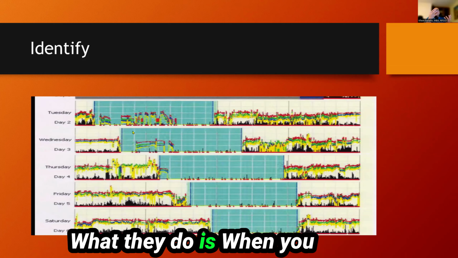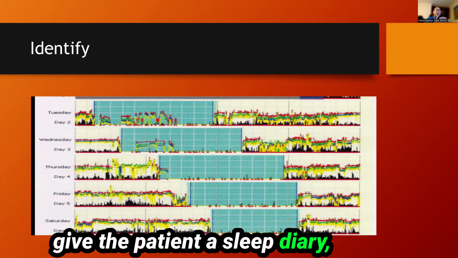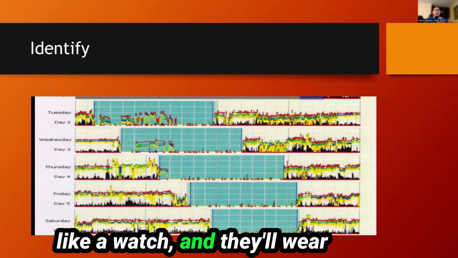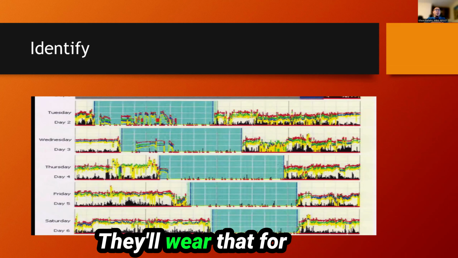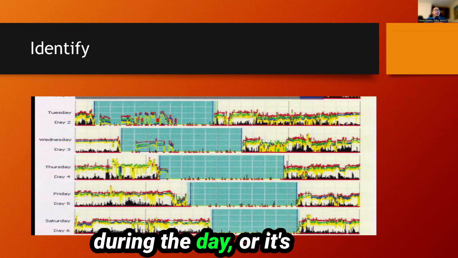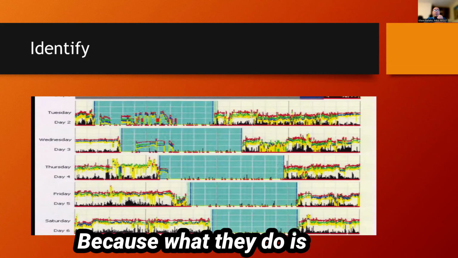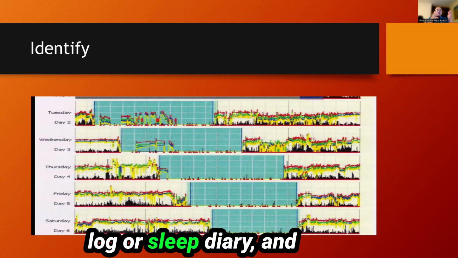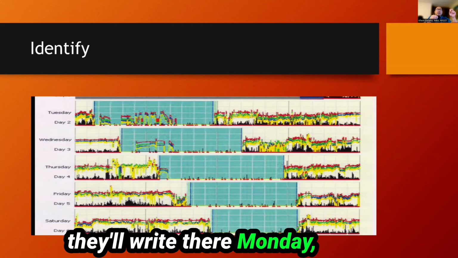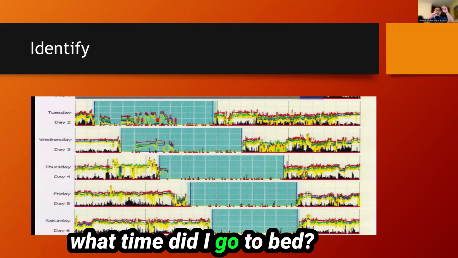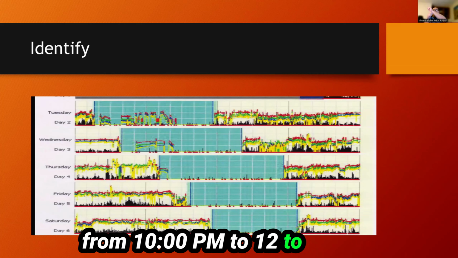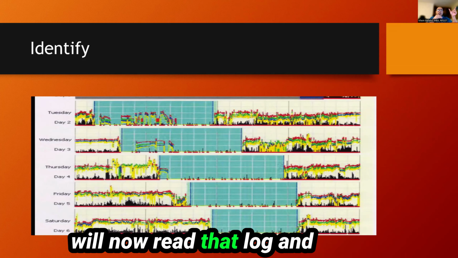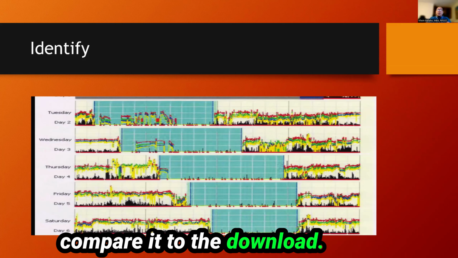Okay. What they do is, when you give the patient a sleep diary, you will give them the device, and the device usually looks like a watch, and they'll wear that for 2 weeks straight. They can take it off during the day, or it's better if they keep it on, because you'll give them that sleep log or sleep diary, and they'll write there Monday, Tuesday, Wednesday, what time did I go to bed? From 10 p.m. to 3 a.m. And then you will now read that log and compare it to the download.